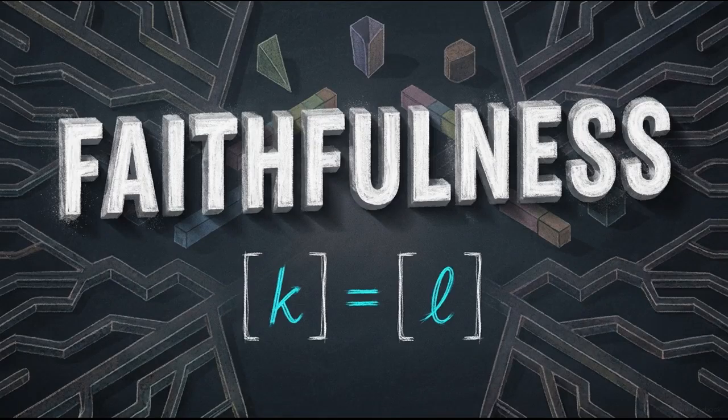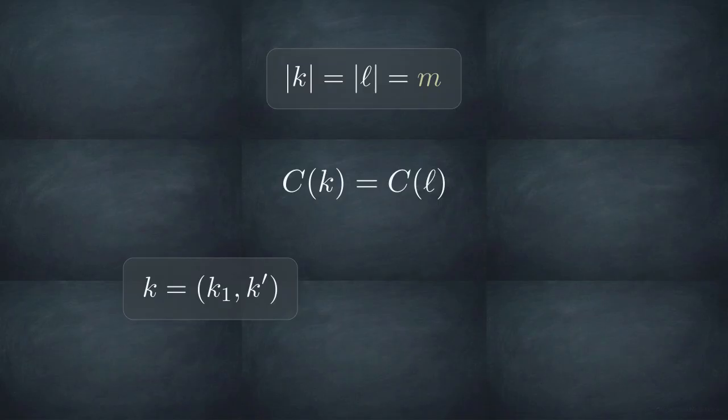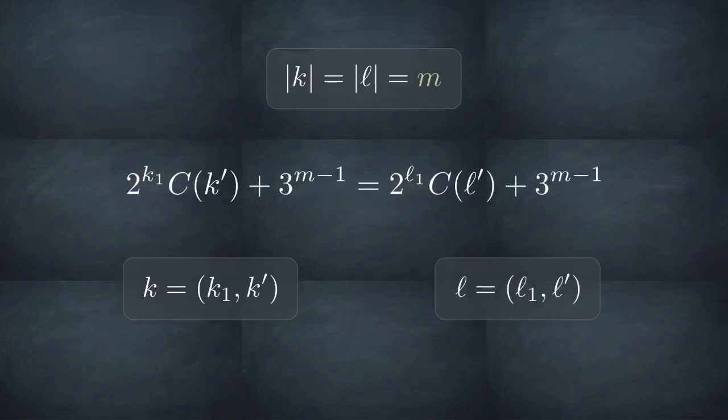To prove faithfulness, we need to mathematically determine if equal constants unconditionally force two exponent words to be identical, symbol by symbol. We start by assuming that two words, k and l, produce the exact same constant. As established, both words share an identical length, m. We decompose the first word, k, into its initial step, k1, and its remaining suffix, k'. We apply the same decomposition to the second word, l.